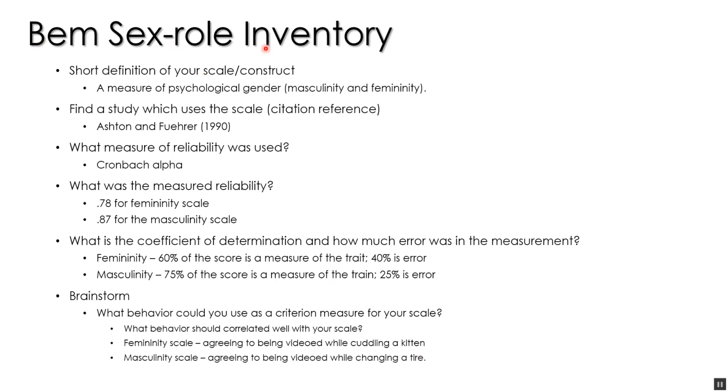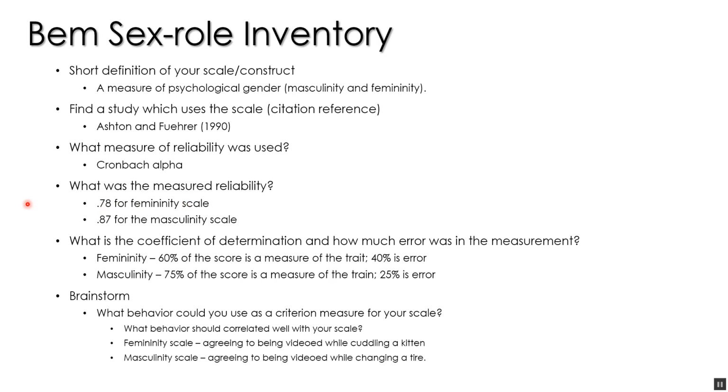As an example of what I'm looking for, I did the BEM sex role inventory. I did my thesis and dissertation on it, so I didn't have to look anything up. Short definition: a measure of gender, psychological gender, masculinity, and femininity. Find a study which uses the scale: Ashton and Fuhrer, 1990, that was easy. What measure of reliability was used? Cronbach alpha. What was the measured reliability? 0.87 for the masculinity scale, 0.78 for the femininity scale.